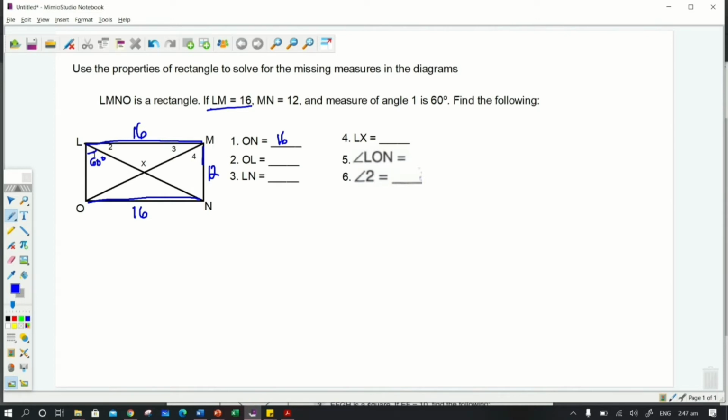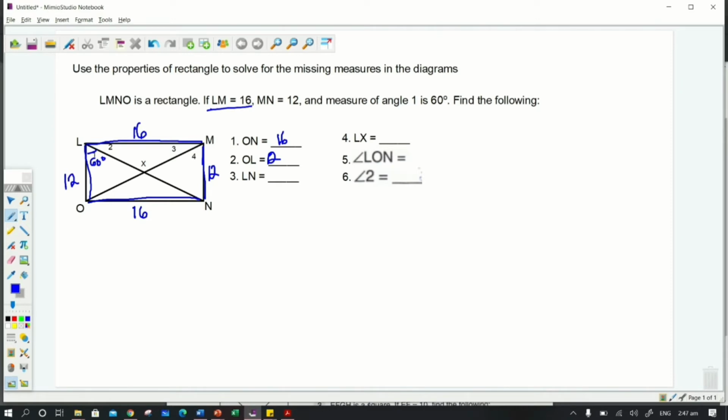Next, doon naman tayo kay side OL. So kung mapapansin nyo si side OL, pwede rin natin i-apply yung property of rectangle na opposite sides are congruent. So since they are parallel and also congruent, so meaning the measure of side OL is also 12.